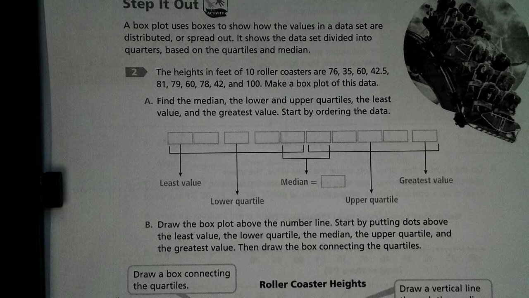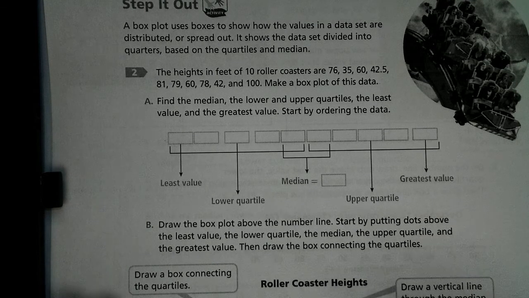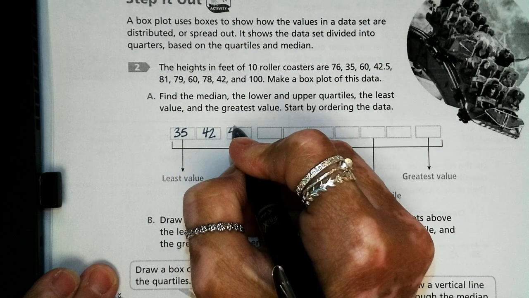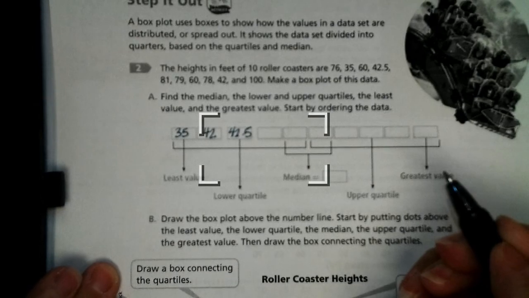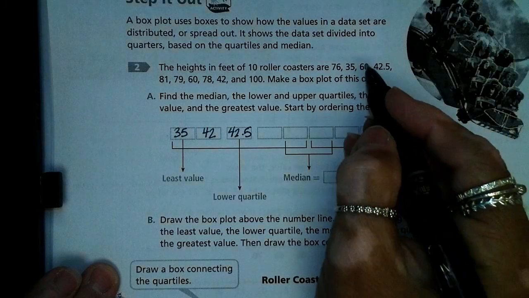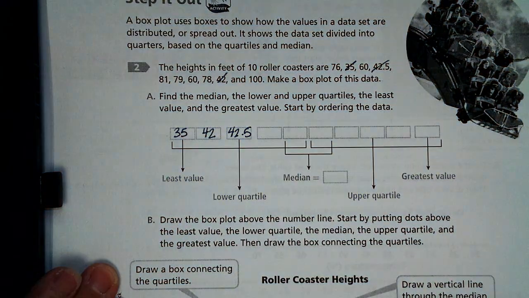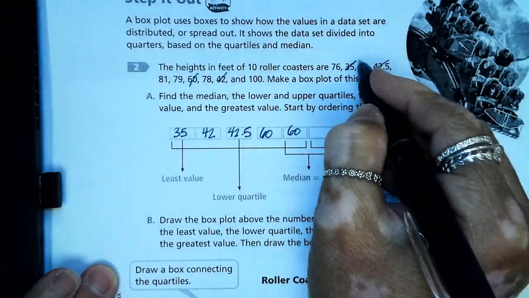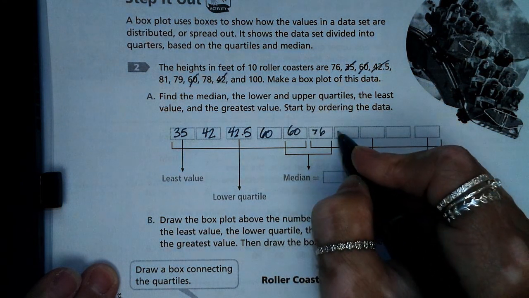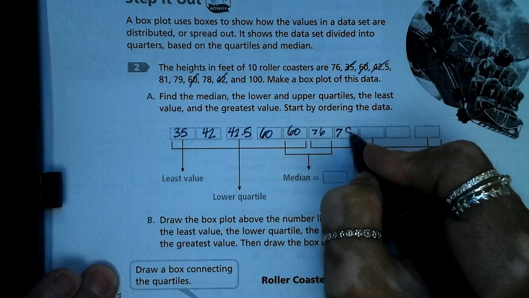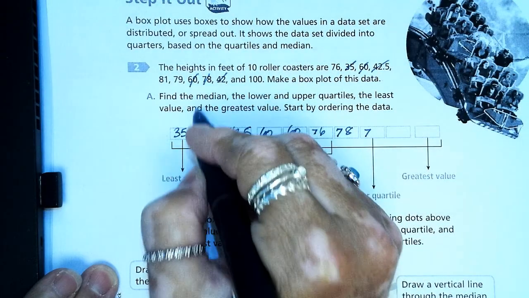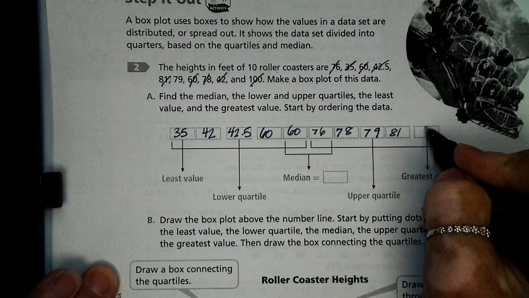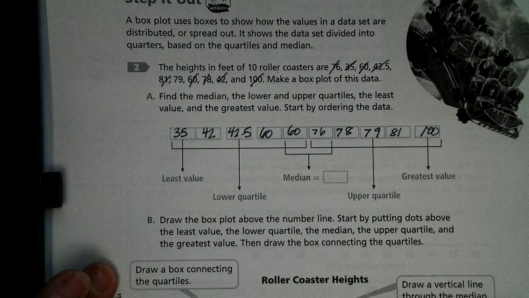So what's the first data point? 42. Nope. Look at it again. 35. Then it's 42, then 42.5. Then what's it going to be? 60. 60, yep. And then 60 again. Yep. 76. 79. 78. Oh. Yeah. 81. 79. 81, and then what's the last one? 100. Yep.